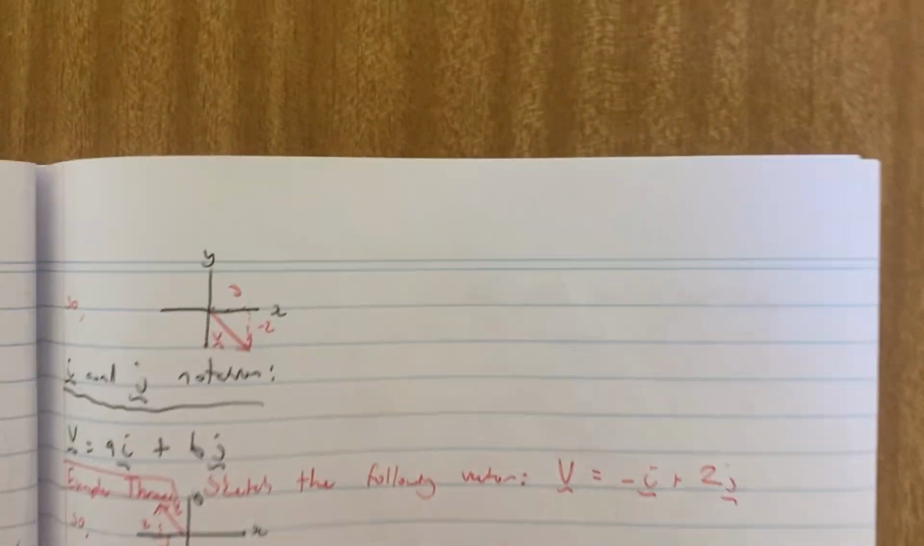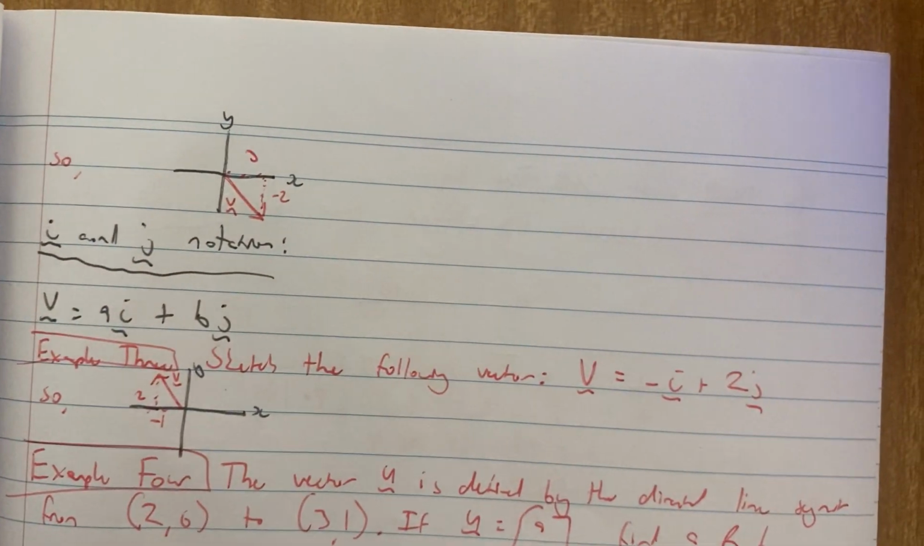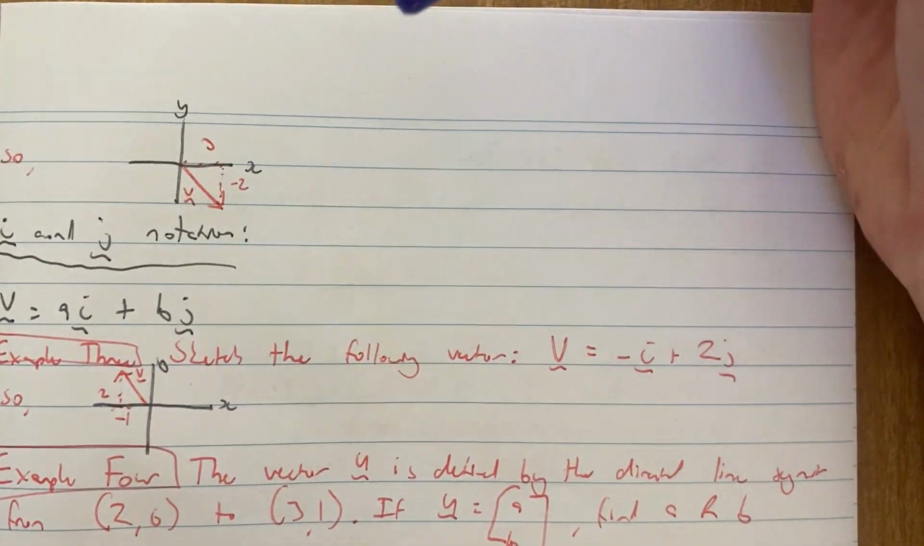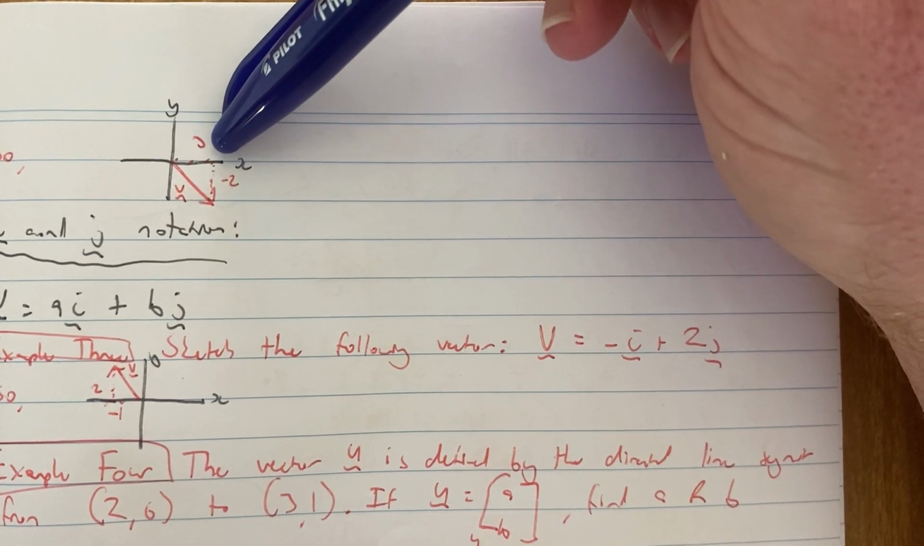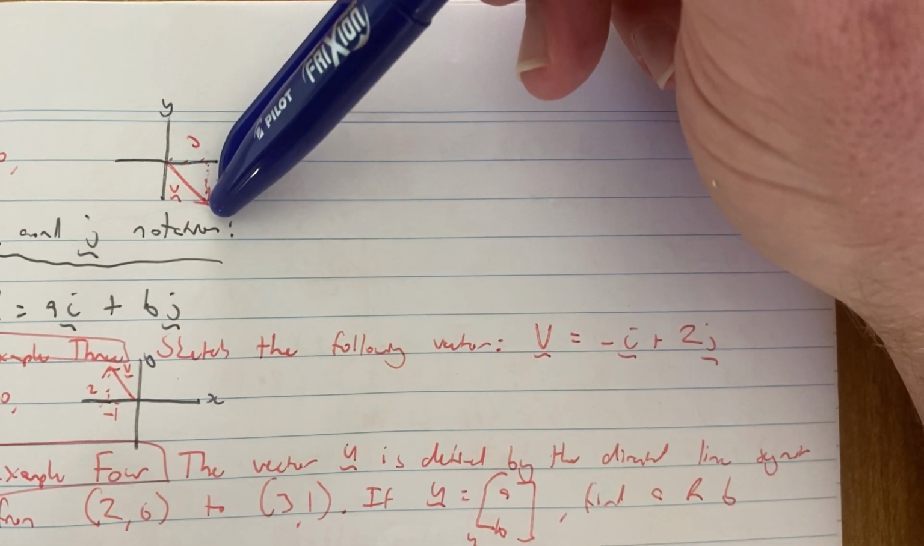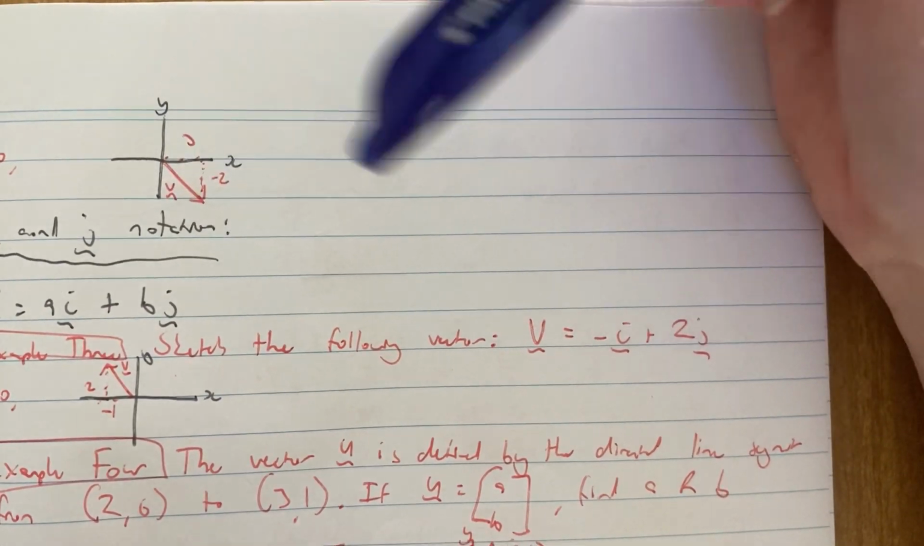So to show it here, there we go. We draw up our Cartesian plane. We go across 3 because it's our x component, and down 2 because it's our y component. Draw in our arrow, represent the V for vector.